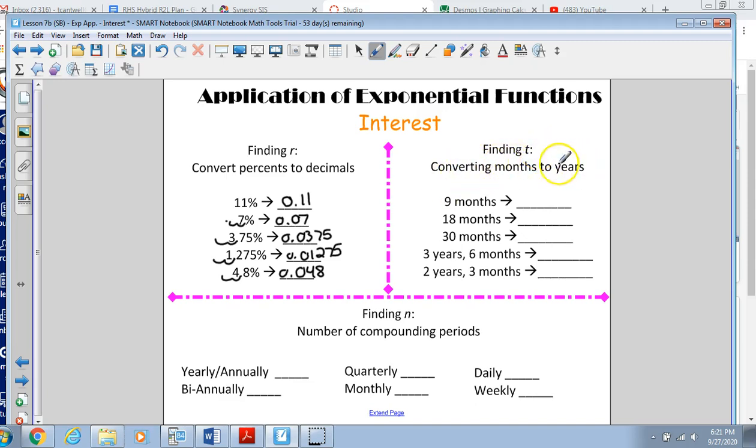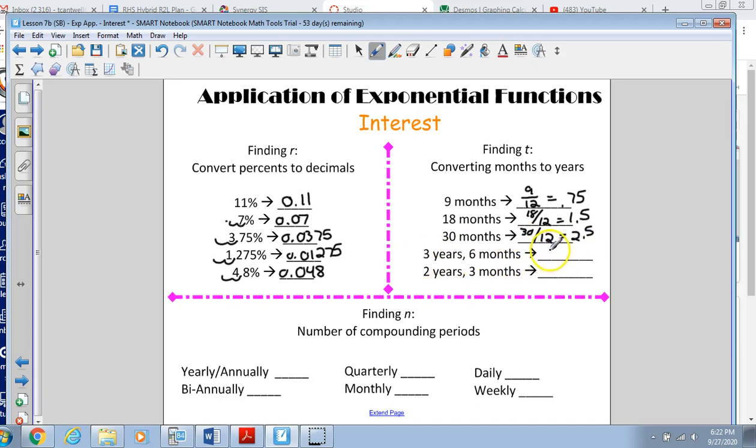For T, remember T is in years. We have to convert our months to years. So 9 months, the easiest way to convert is probably as a fraction out of 12. 9 out of 12 is 3/4 of a year, or 0.75 year. 18 months, 18 over 12, that's a year and a half, 1.5 years. 30 months, 30 over 12, that's 2.5 years.